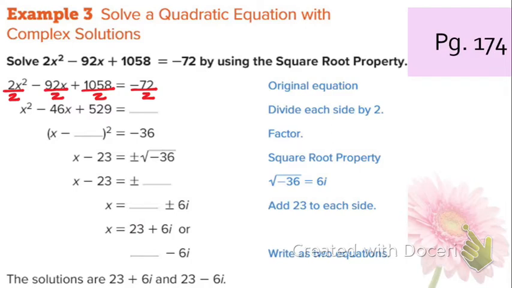So that's why this became just an x squared. 92 divided by 2 is negative 46. 1,058 divided by 2 is 529. What's negative 72 divided by 2? Go ahead and use your calculator if you need to. Negative 72 divided by 2. So let's fill in that blank. Negative 36 will go here.